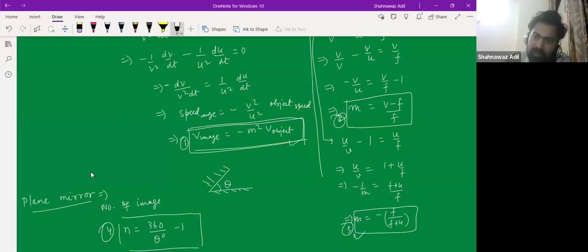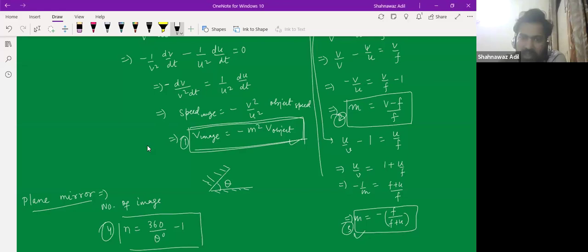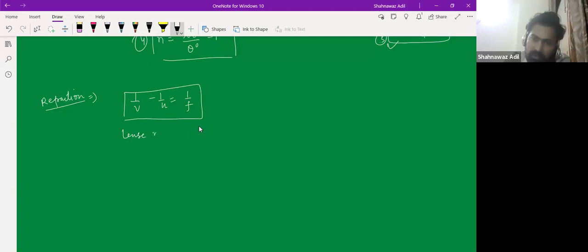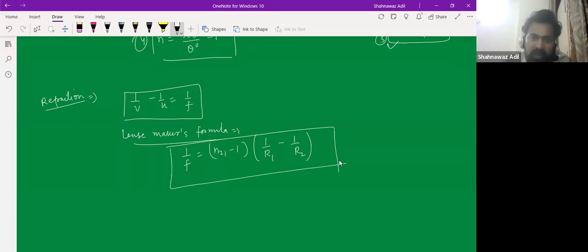So yes, note down this thing, this thing, this thing, and this. These four are important. Then we have the next set of formulas which are important, and those are for refraction. For refraction, the lens formula we already know, and then we have this lens maker's formula, 1 by f equals (n minus 1) times (1 by R1 minus 1 by R2). This was a very important formula. This was the lens maker's formula.